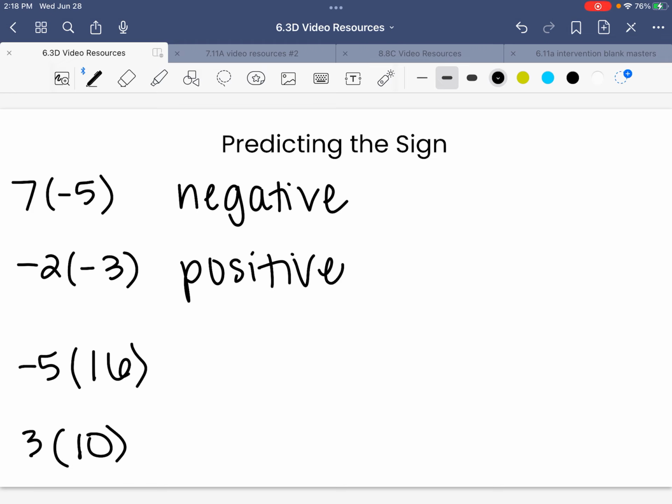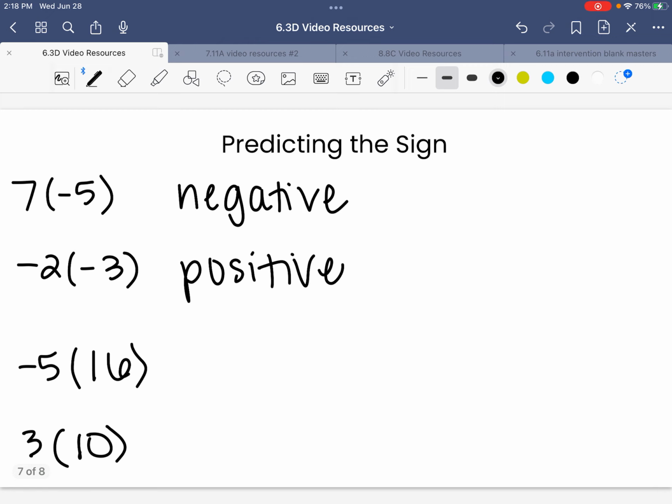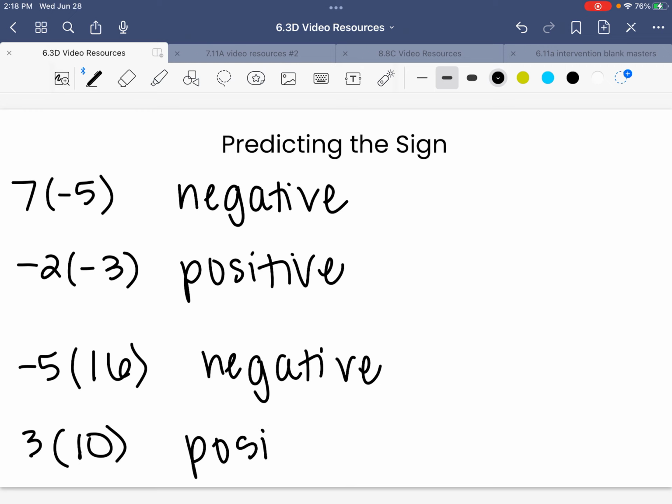The -5 times 16, my signs are different, and because I'm multiplying, that will provide a negative product. And 3 times 10, the signs are the same, they're both positive, that will give me a positive product.